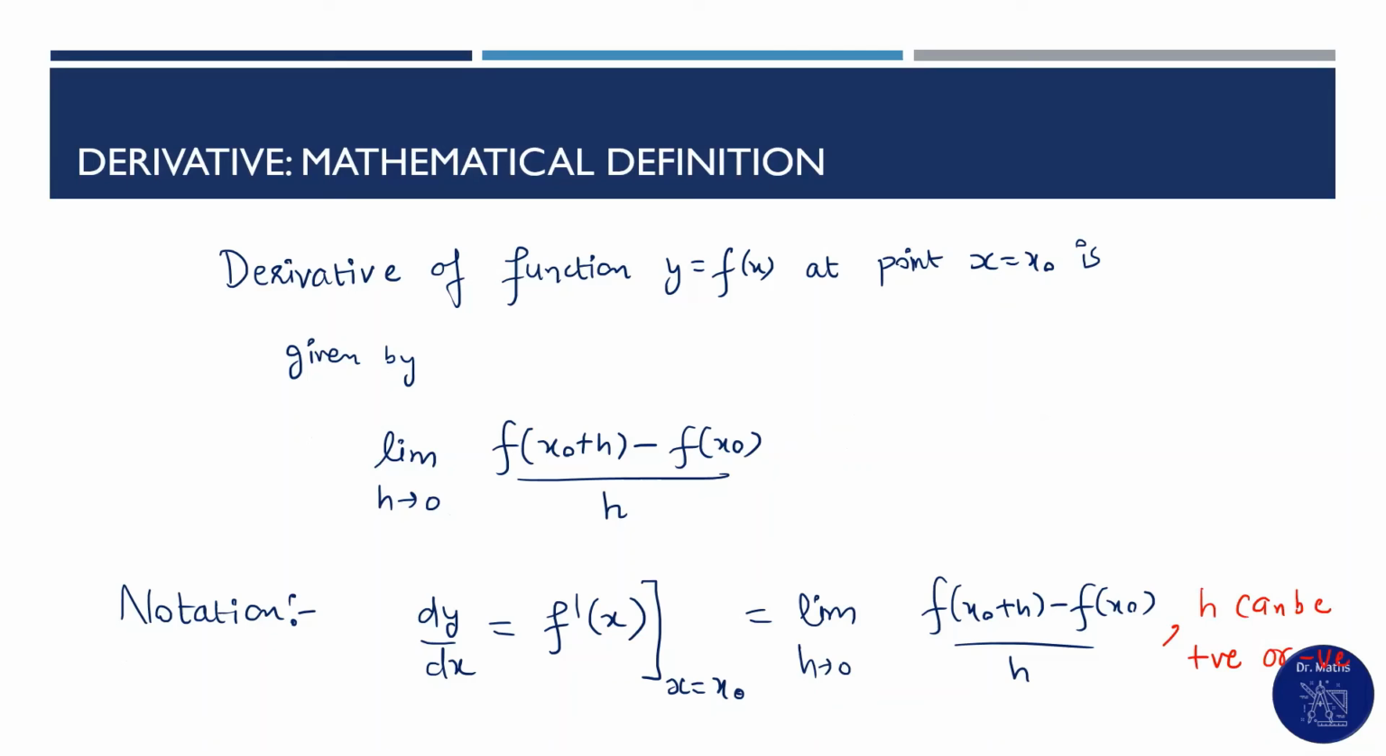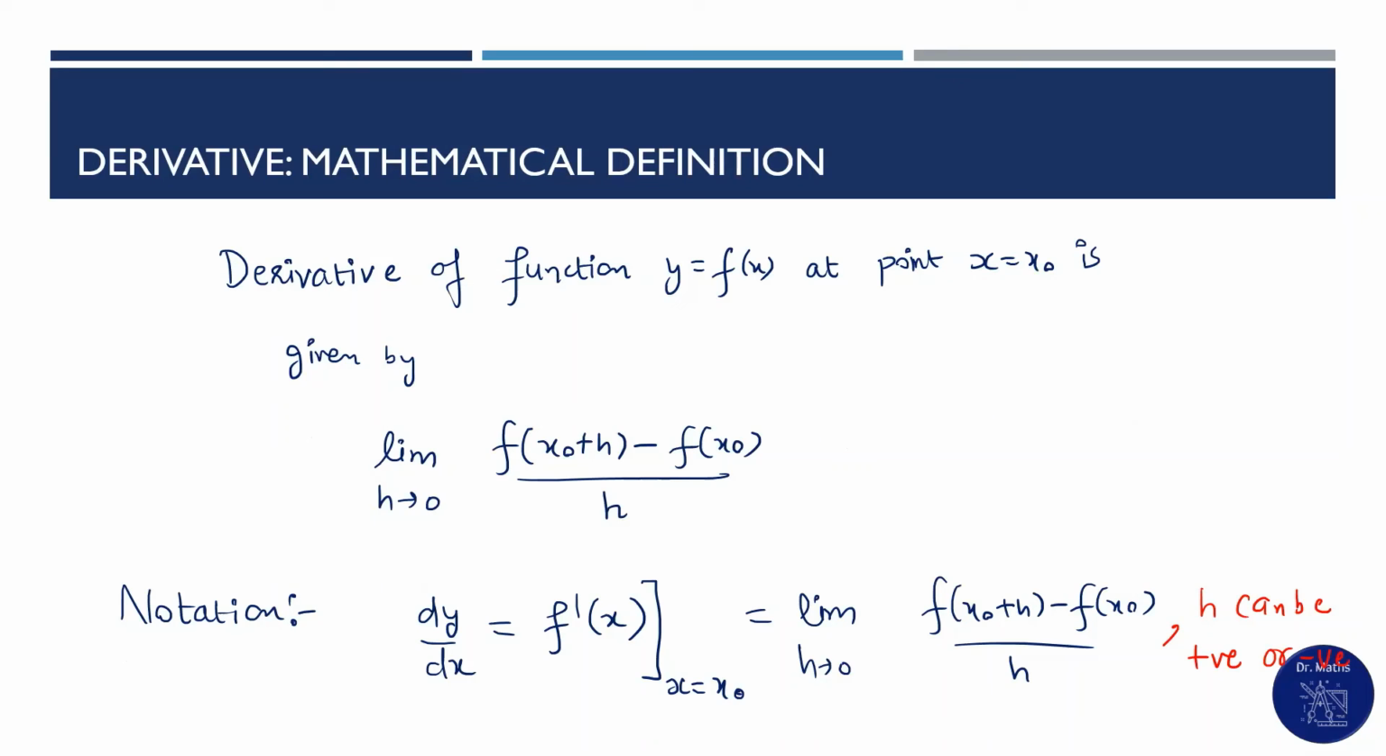And one more thing to note down, this h which we introduced can be both positive and negative. In the geometrical definition in that graph, I just showed you h on the positive side. We moved from x naught to x naught plus h. We increased the value of x naught, but you can decrease it too, right? So h can be positive or negative.